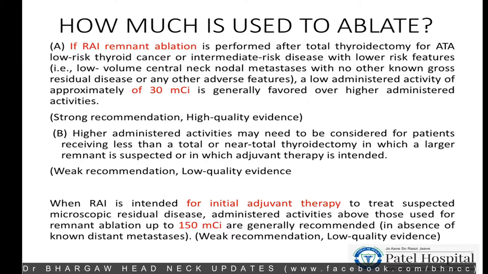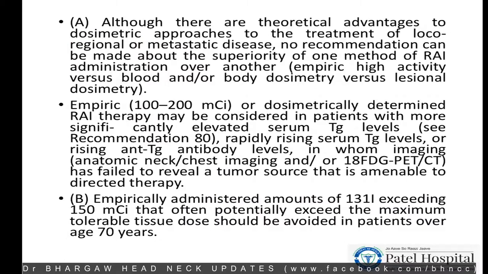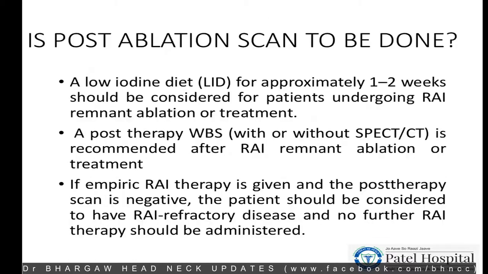I hope that there are some nuclear medicine physicians in the audience, because if they are, they would be able to add some more light on dosimetric dose versus empiric dose. Dosimetric dose essentially entails that you're tailoring your dose depending upon the uptake, and empiric doses are based on the perceived aggressiveness of disease, like we talked about. One word of caution: if you do empirically administered doses of iodine 131 more than 150 millicuries, you should potentially avoid that in patients over 70 years. So dosimetric dosing would probably be the case that you do in that.